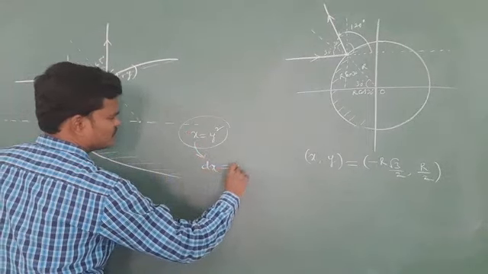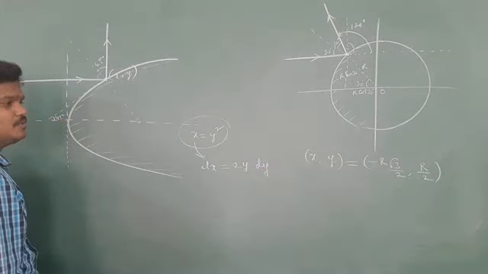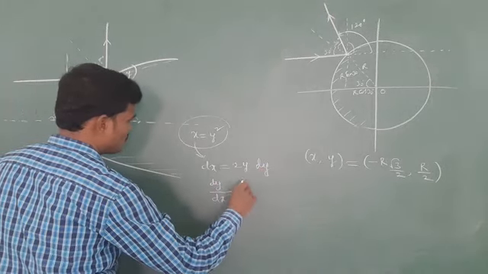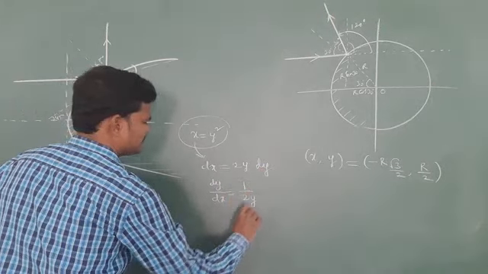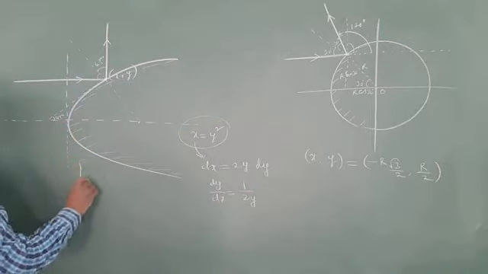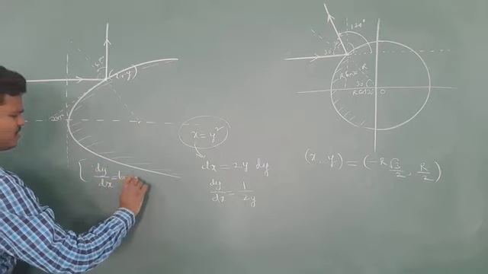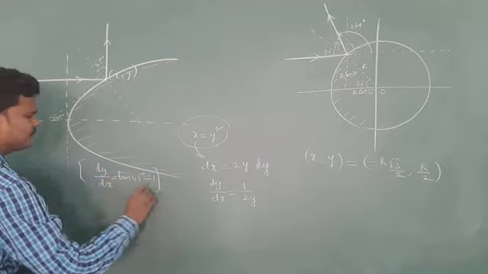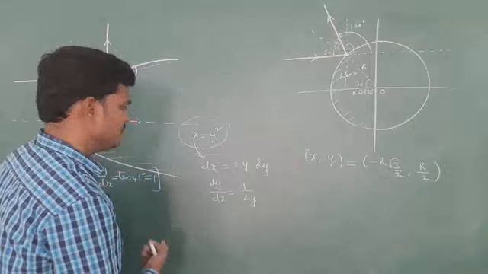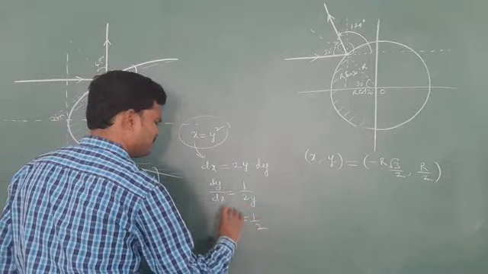dx is equal to 2y dy. Then dy by dx is tan theta, nothing but the slope, nothing but 1 by 2y. What is dy by dx? Dy by dx is nothing but tan 45, and tan 45 means 1. Whenever the ray becomes vertical, theta is 45. So this is 1. Then what is the y value? 1 by 2. Y is 1 by 2.